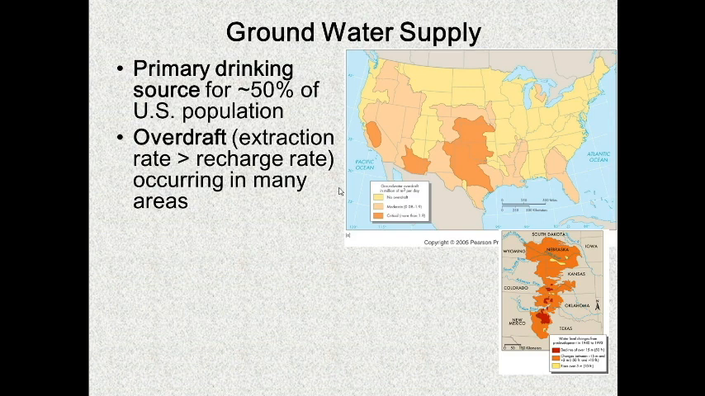Groundwater is the primary drinking source for about 50% of the U.S. population. Anywhere there's a well to get water, you're taking it out of the groundwater. If you have overdraft, you have more being extracted than refills. This graph here shows overdraft. Yellow means no. Orange means moderate. Red is critical. They are using more than is coming back in anywhere that is red.